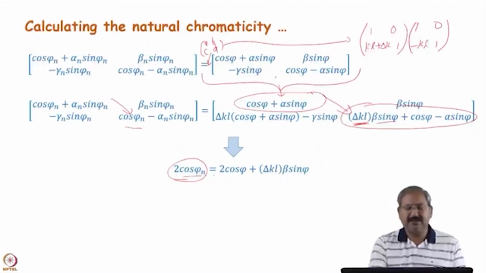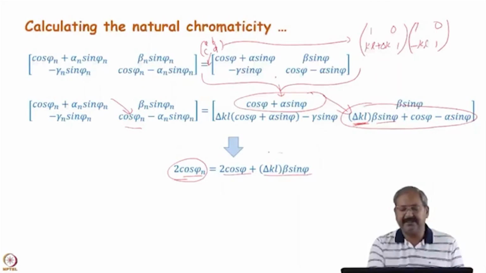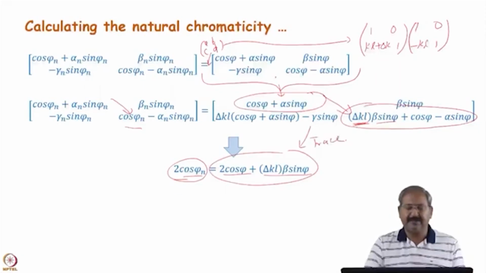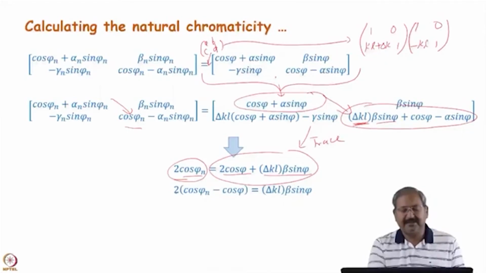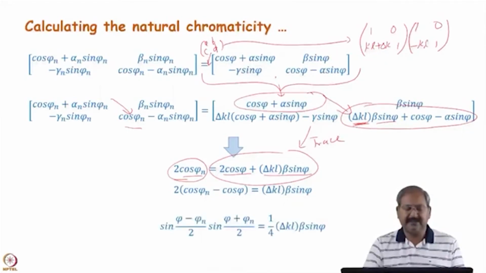So 2 cos phi n will be 2 cos phi plus delta KL beta sin phi. This is the trace of this matrix. This can be written as 2 times cos phi n minus cos phi, which equals delta KL beta sin phi. And this cos C minus cos D formula is applied here. It will give sin of (phi n minus phi) by 2 times sin of (phi plus phi n) by 2 equal to 1 by 4 delta KL beta sin phi.